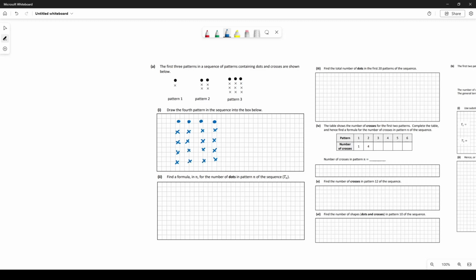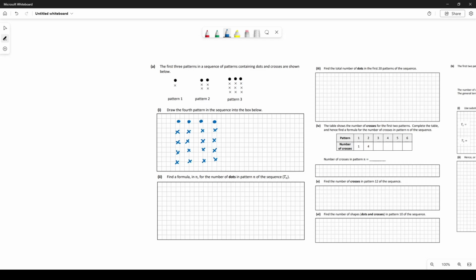Now, the actual maths, it says find a formula in n for the number of dots in the pattern n of the sequence Tn. I don't know if this is the best question to be doing, but it was the one that came up in 2021's Leaving Cert, I think, so it's the most recent version that incorporates a lot in ordinary level, so I just thought it was handy. So, find a formula in n.